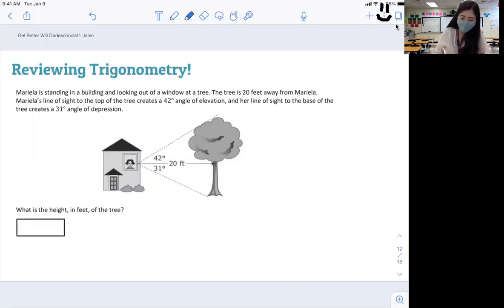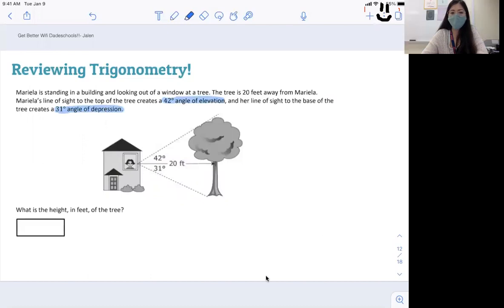So let's quickly review angle of elevation and angle of depression. Elevation goes up, depression goes down. Remember, this is where people a lot of times get really confused, but depression is like wherever you start going down, and then that creates the angle right here. So that would be my angle. Okay, anyway, now we're trying to find the height of the tree.